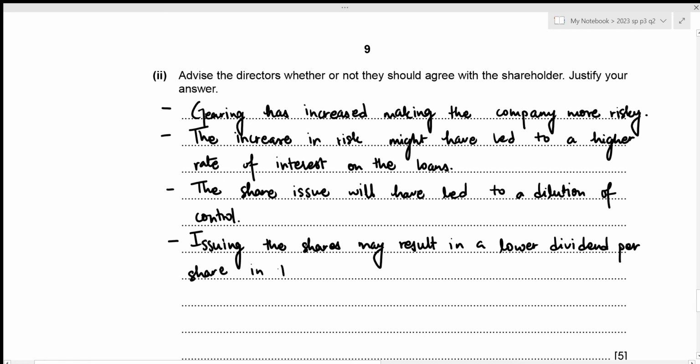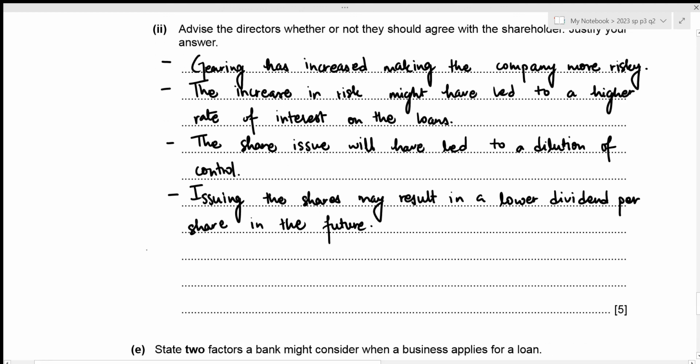Now, based on these factors, we need to advise the directors whether or not they should agree with the shareholder on financing the extension of the factory by only taking out non-current liabilities. And personally, I would suggest the directors to agree with the shareholder because although there will be higher loan interest, there is no requirement to pay a dividend, right? So that could be an advantage. Let's write our decision clearly. The directors should agree with the shareholder.